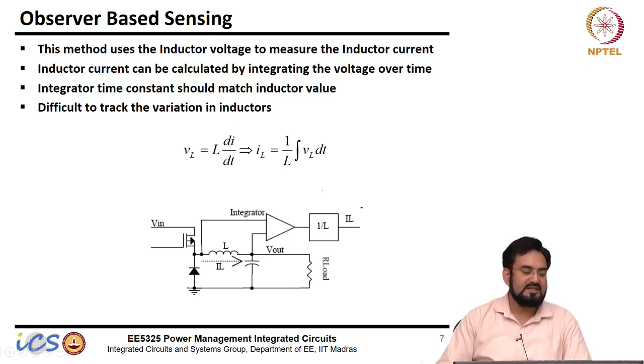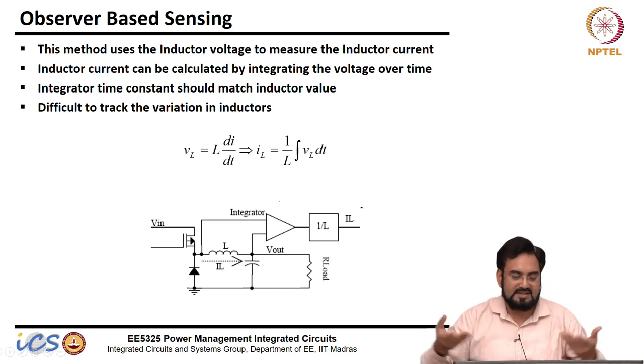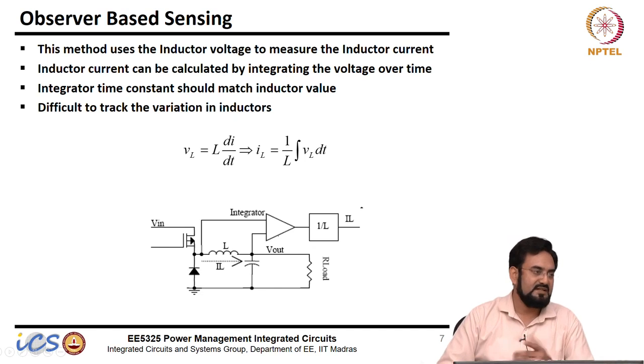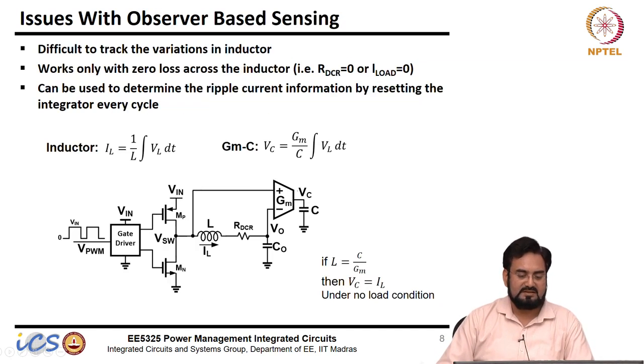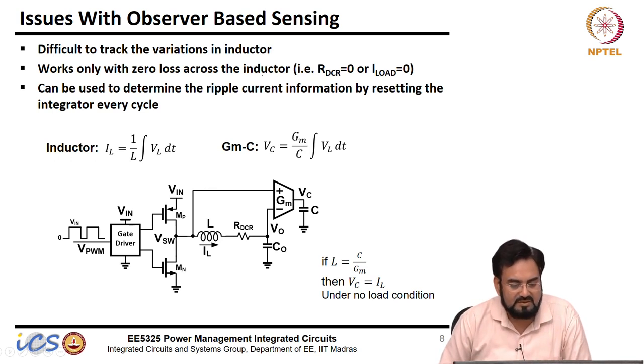So, which means you can get the peak current, the ripple current, but DC current is very difficult because your integrator will saturate. So, this is another one, GMC is the same thing actually. So, if you want to implement with the GMC, and we talked about this in hysteretic converter, if you remember, this will not work if you have a loss under load condition, because your integrator will saturate. So, you can get the ripple information under zero load, but the moment you apply a load, you will lose all the information. Okay. So, that is why I am saying here works only with the zero loss across the inductor.